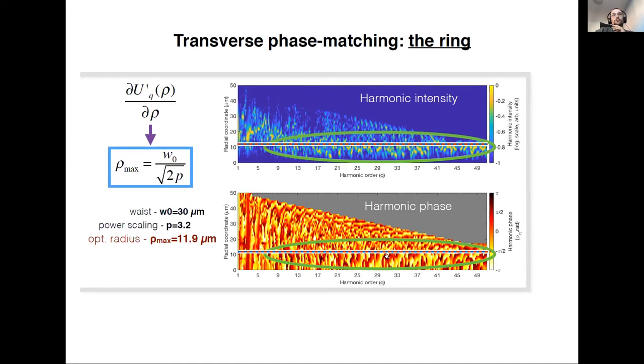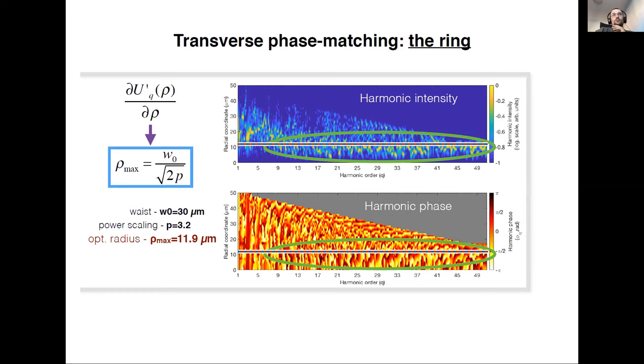Now we can go further and calculate the power scaling P. For this case, for this amplitude, we get P equal to 3.2. Then we can write the amplitude in the detector for every harmonic as a function of the radius and calculate where we get the maximum energy. And in our case, it's placed at 11.9 microns, which is in the range that we have selected before, as you can see. So this result means that there is a certain ring that determines the total emission of the harmonic generation in single layer graphene, because we obtain not only a maximum amplitude, but also the phase varies slowly in that radius. Therefore, in the detector, we will have a constructive addition.